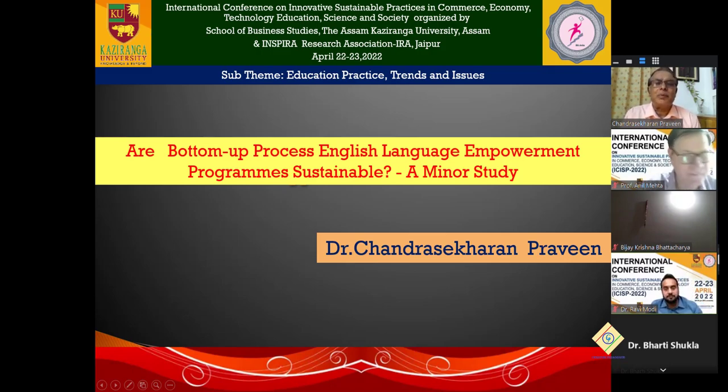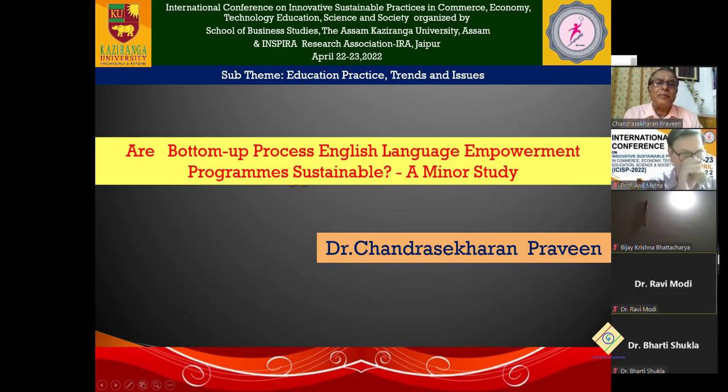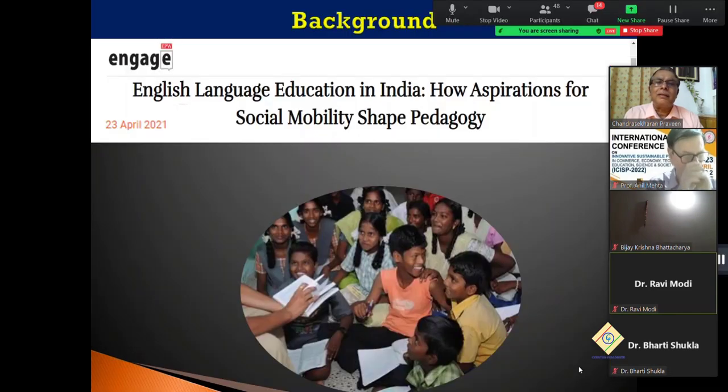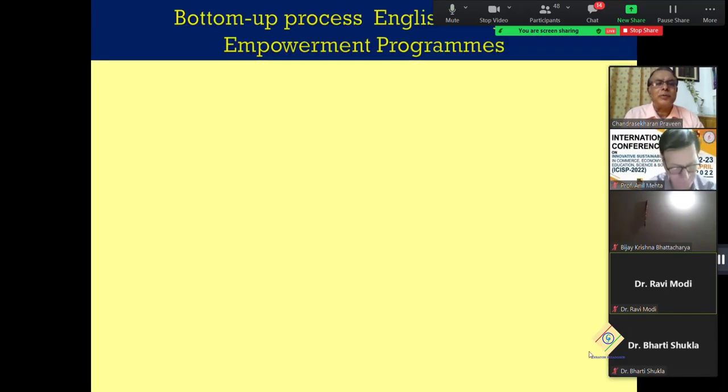This is the title of my paper, Bottom-up Process: English Language Empowerment Program Sustainable. This is a website which published this article in 2021 that English language education is going to help in social mobility, and everyone in India wants to acquire English, become competent in it. The problem is in rural areas, it's a big problem. They're not competent enough to use English.